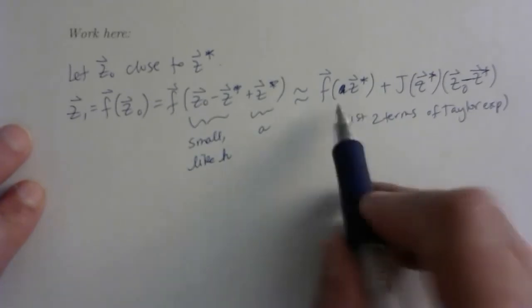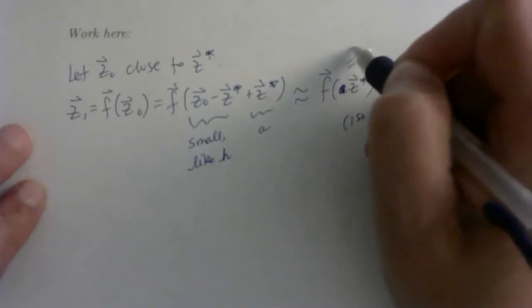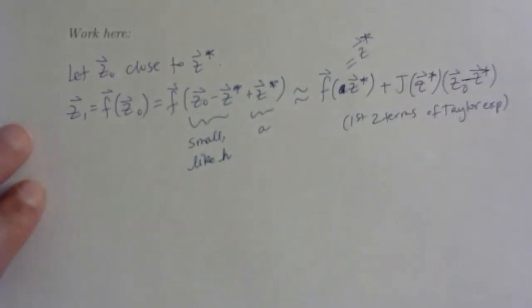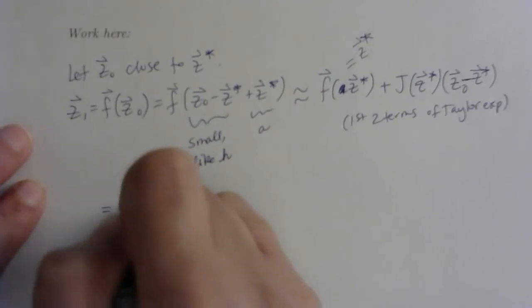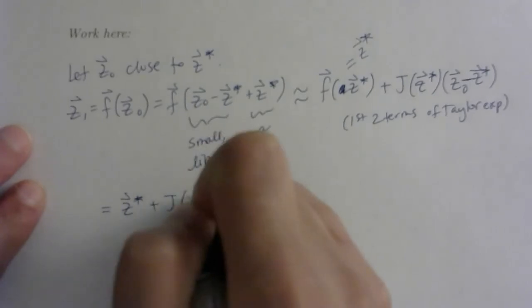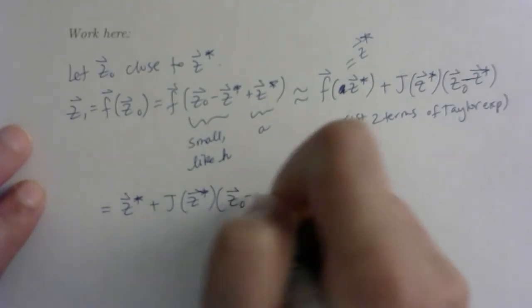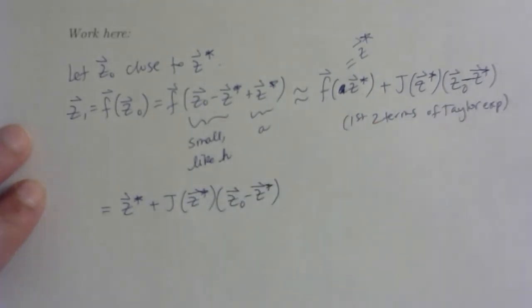Fine, but I know what this is. Since Z star is in equilibrium, f of Z star is just Z star. This is equal to Z star plus the Jacobian evaluated at Z star times the initial condition minus Z star. Okay, hopefully that seems fair. That's what we started looking at last time. So that's what the first step should be.